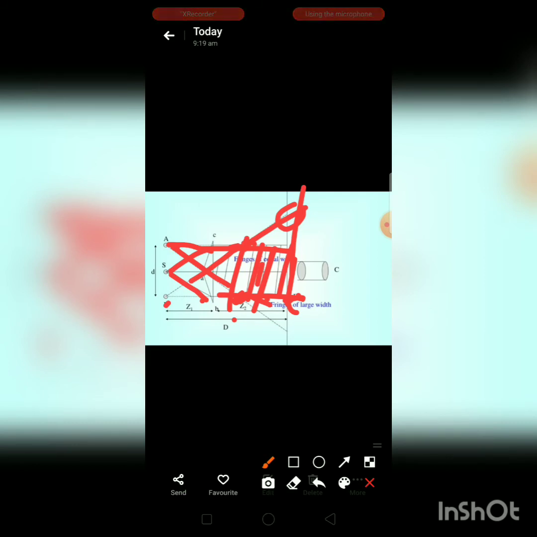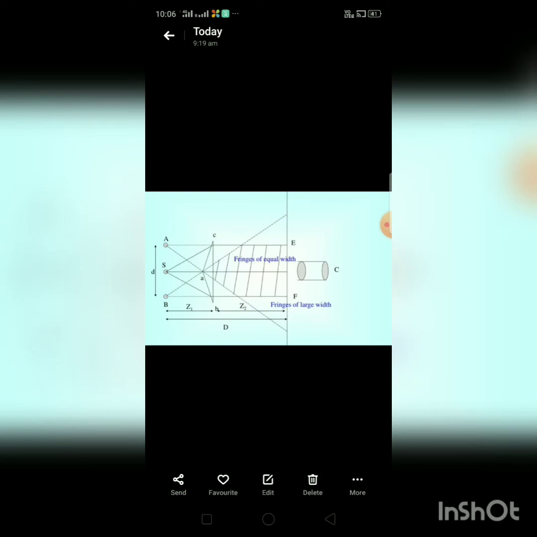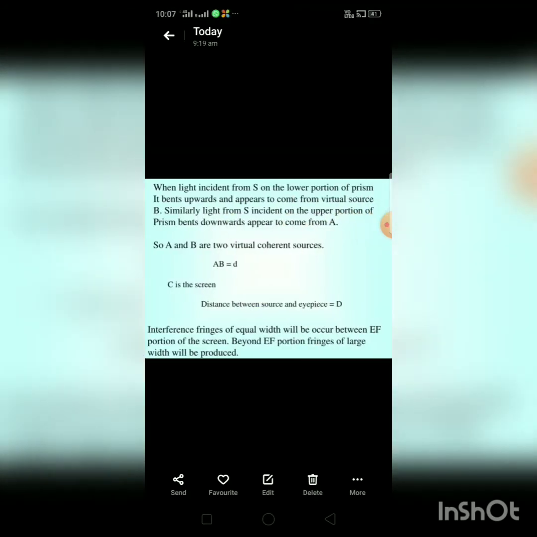Next, the applications. What is the use of the biprism? With the help of the biprism, we calculate the wavelength of monochromatic light. We can also find the fringe width for this wavelength or these sources. Next, how is the experiment done?